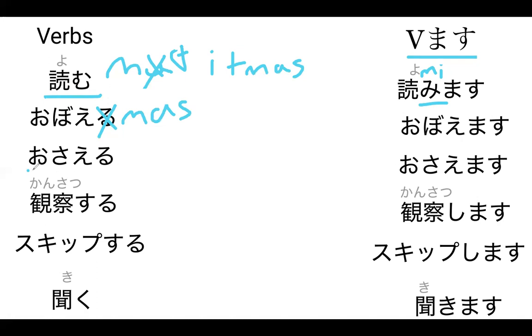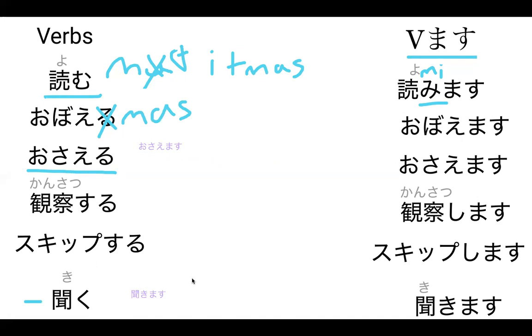For example, what is osaeru if you add it to masu form? Osaimasu. Yes. How about, what would be kiku in masu form? Kikimasu. Yep, kikimasu.